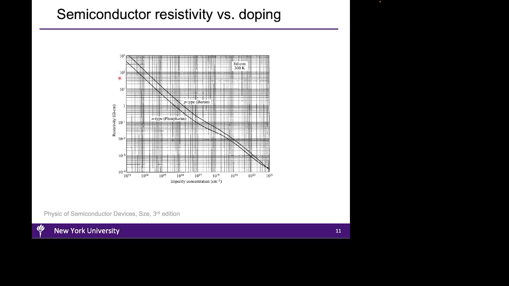A main consequence of the doping process is the ability to adjust the resistivity of semiconductors. The plot here illustrates how changing the impurity concentration in silicon alters its resistivity. In this plot, you notice that as the doping level increases, the resistivity of the silicon decreases.